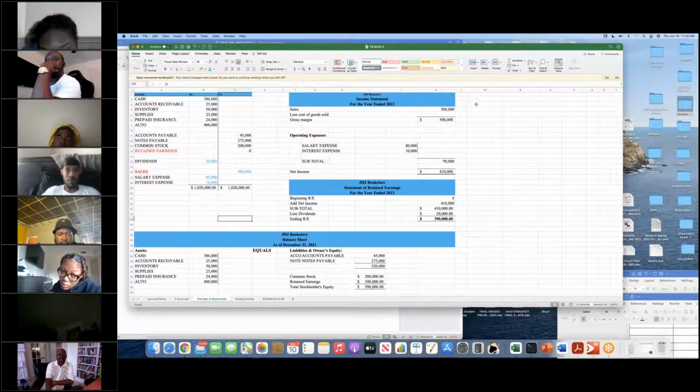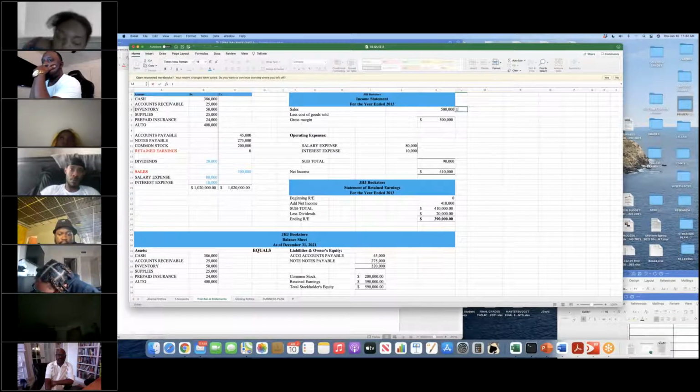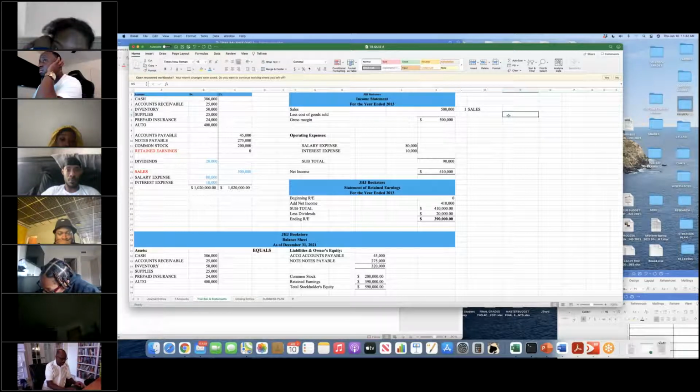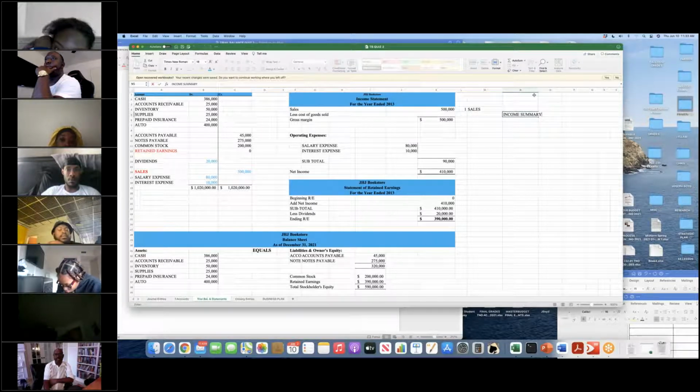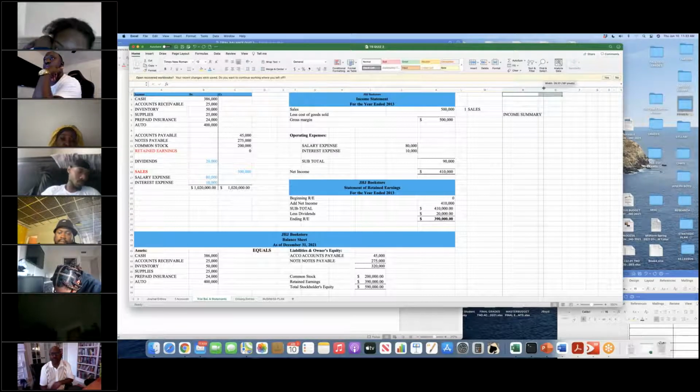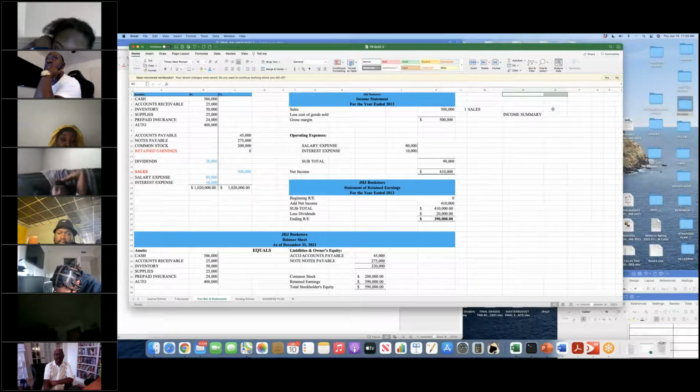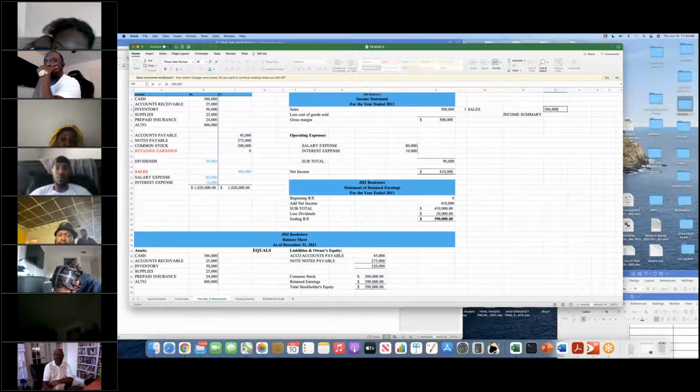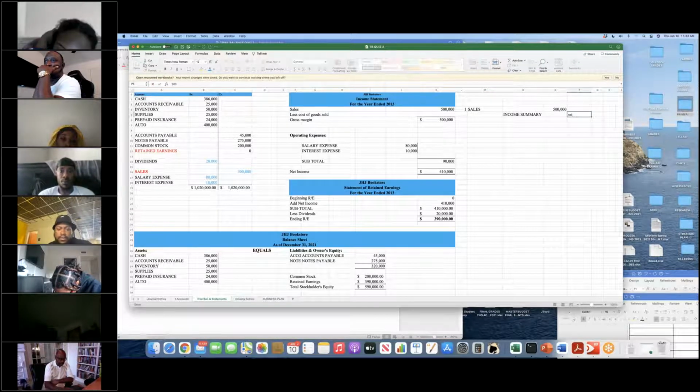And so we have closing entry number one. In closing entry number one, we close out the revenue. So we're going to debit sales. Now to close it out, we're going to debit it. We're going to credit an account called income summary. And we're just going to put that revenue in here, 500,000. So in closing entry number one, we close out the revenue.